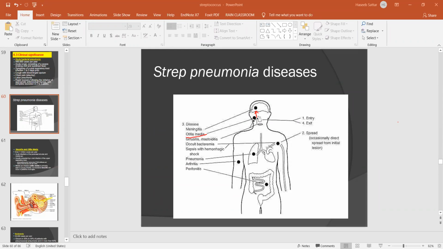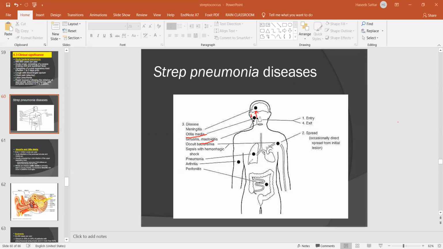So if this bacteria enter into the ear and enter into the mastoid bone, if it involves the mastoid bone, it will cause mastoiditis. And from this mastoiditis, because the mastoid bone has a very thin layer which is separating the brain, this bacteria can enter from the mastoid bone into the brain, and then it causes meningitis. So these are the different types of infections which this bacteria cause.